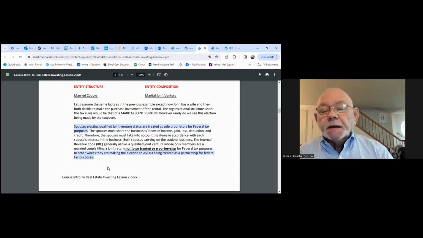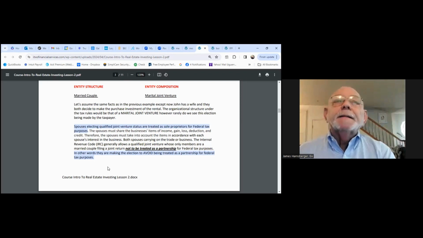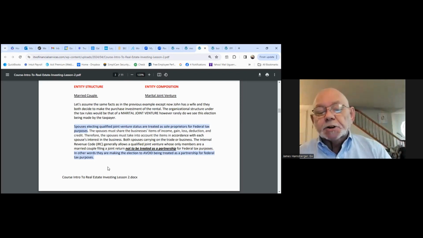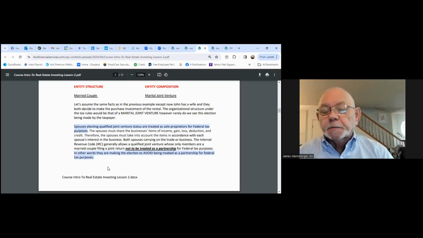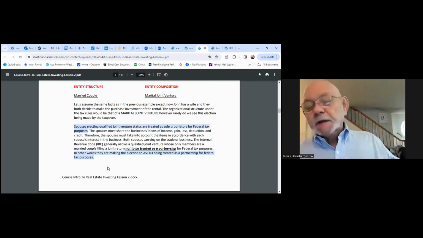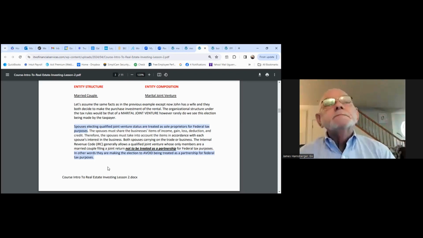And that gets into the individual planning. Almost 90% of the time, it is in the best interest of the client not to make this marital joint venture election, because we want it to be treated as a partnership. There are some unique planning opportunities on some future disposition of the property that give us an opportunity to do more aggressive planning, so that if we have a big profit windfall, we're going to be able to keep a lot of it.